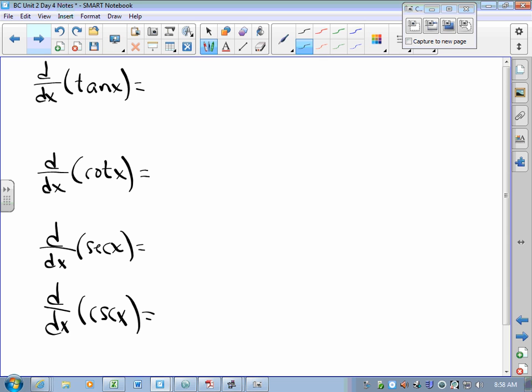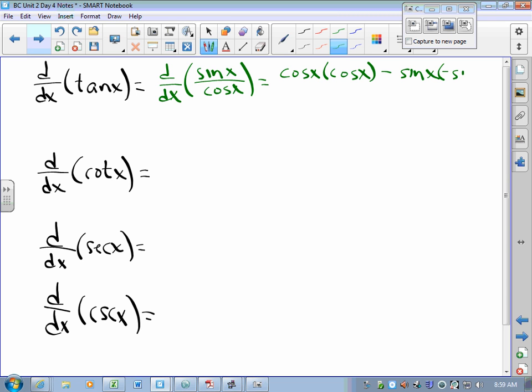So, what's the guy at the top? That's the derivative of sine x over cosine x. The derivative of sine x over cosine x, it's the bottom times the derivative of the top minus the top times the derivative of the bottom. For the rest, you won't be scared. It's all over the bottom squared.